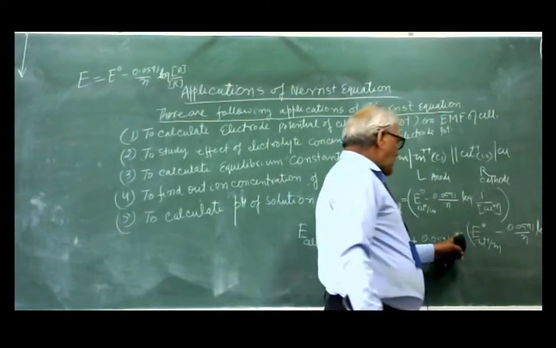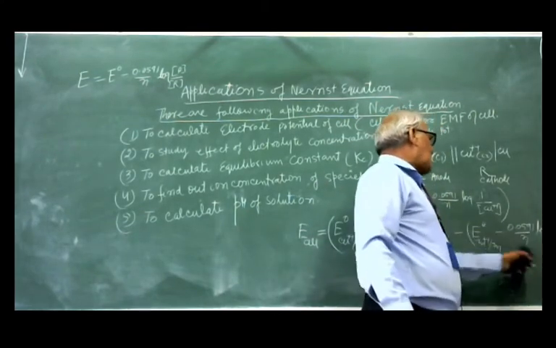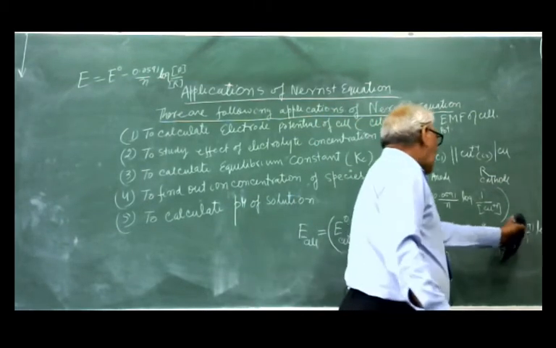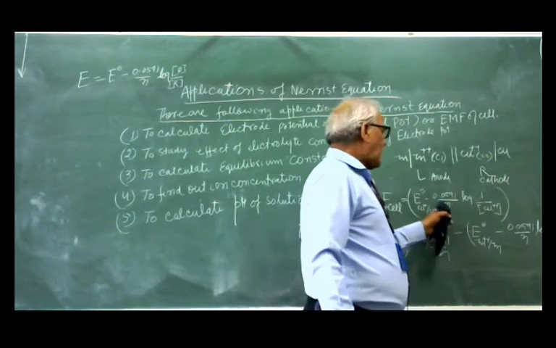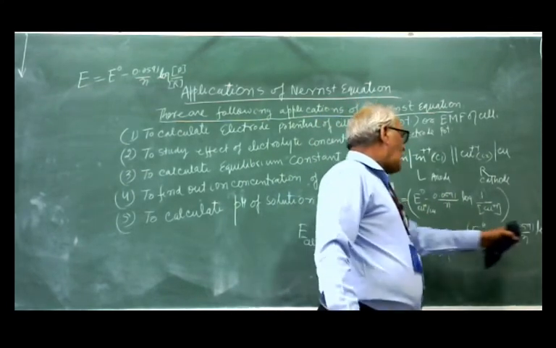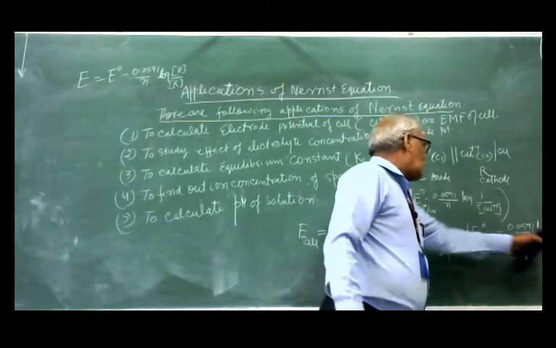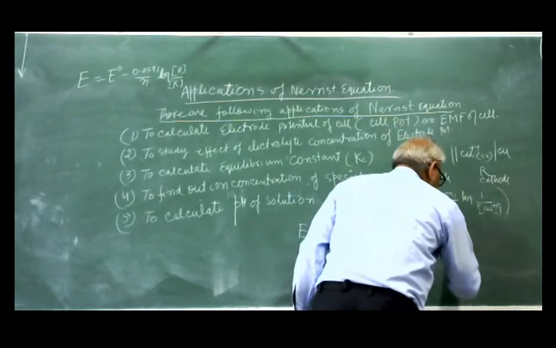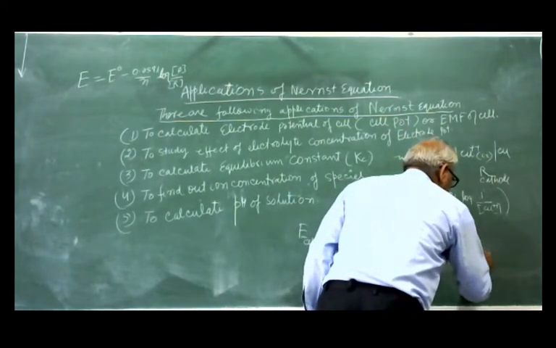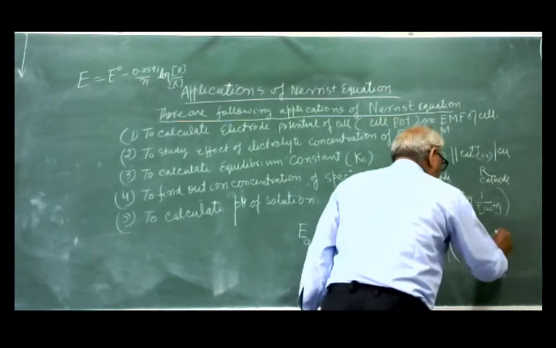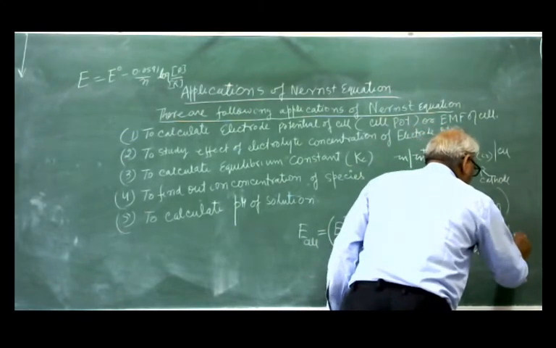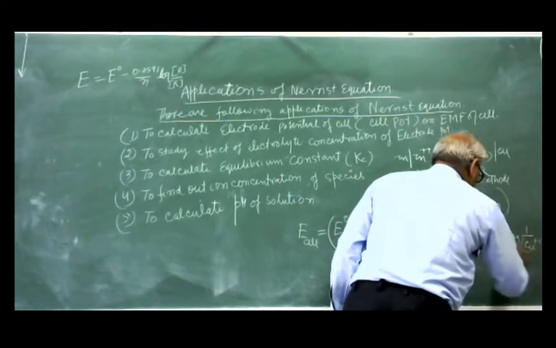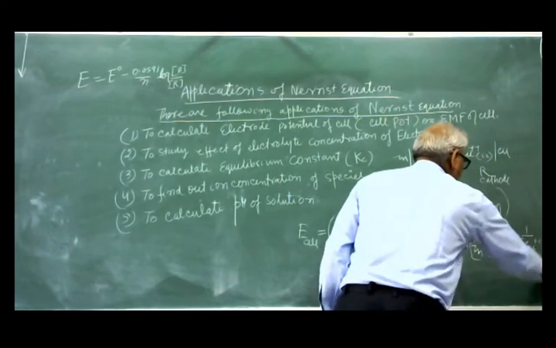So multiply by negative, this term becomes positive. So I am writing here 0.0591 upon n. It is the common factor. Take the common factor and you will get this log minus, so you can write log 1 upon concentration of zinc ion minus log 1 upon concentration of the copper ion, like this.